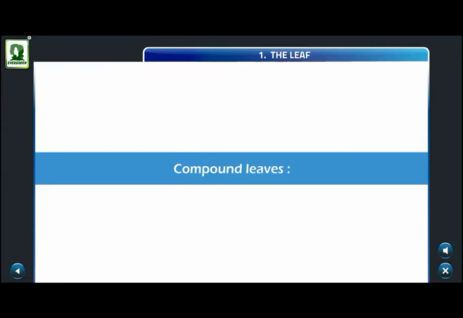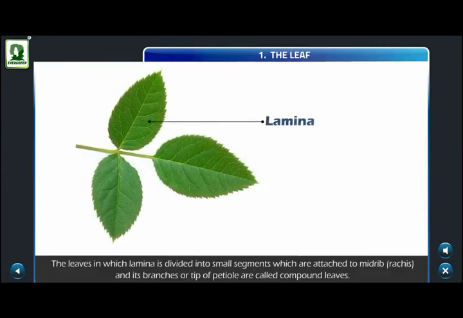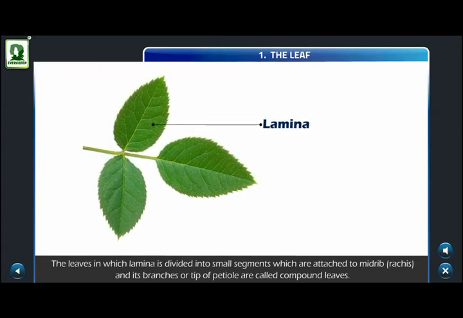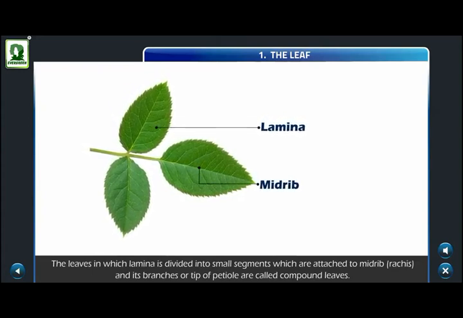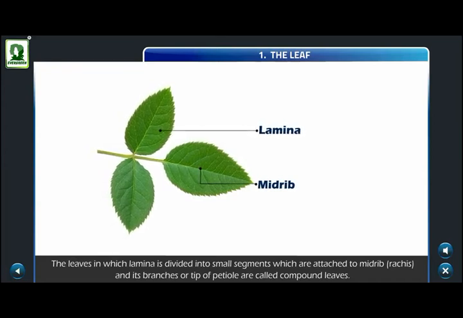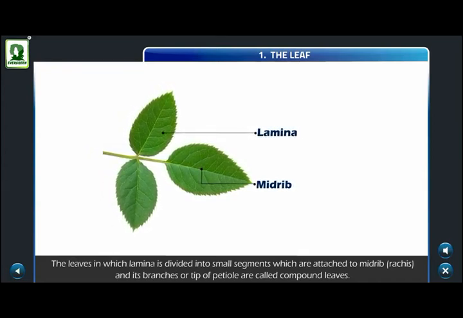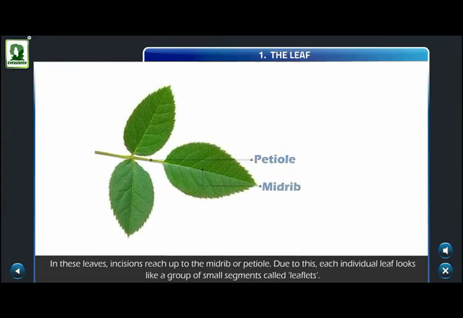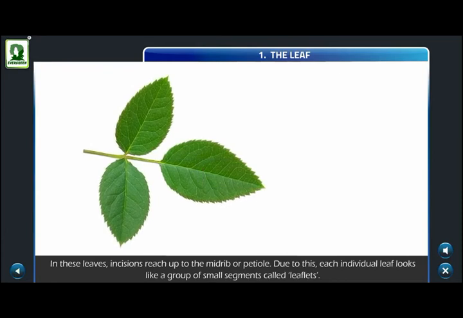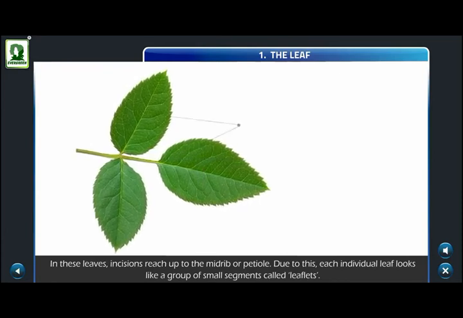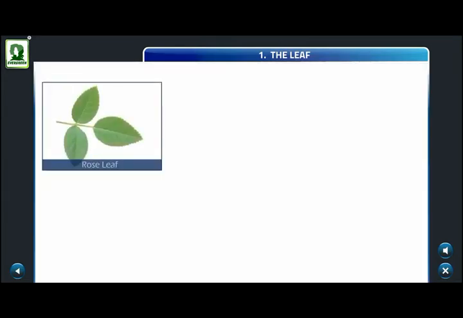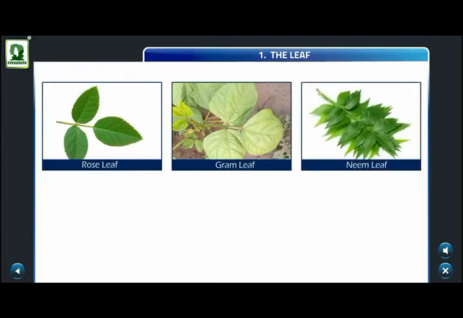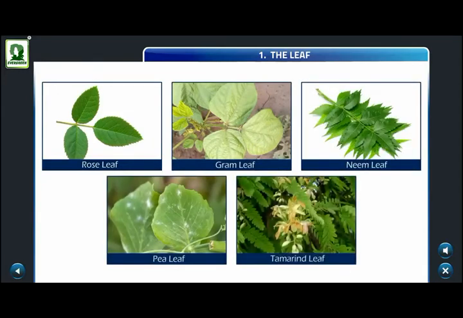Compound leaves. The leaves in which lamina is divided into small segments which are attached to midrib, rachis, and its branches or tip of petiole are called compound leaves. In these leaves, incisions reach up to the midrib or petiole. Due to this, each individual leaf looks like a group of small segments called leaflets. Examples: rose, gram, neem, pea, tamarind.